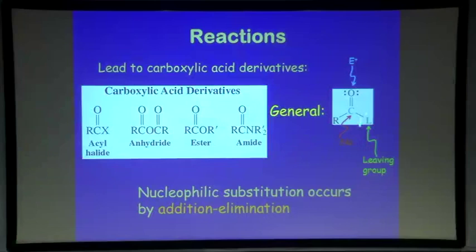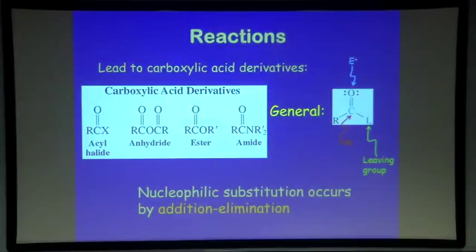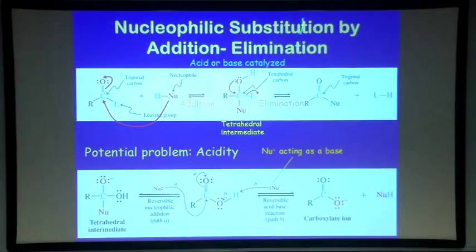The only difference now is that we have a leaving group sitting here. So in a subsequent step, that leaving group can be kicked out, such that the nucleophile actually displaces the leaving group. And that's where the value of these derivatives comes in. And that mechanism is called addition-elimination mechanism. Okay, so here is the nucleophilic substitution by addition elimination.